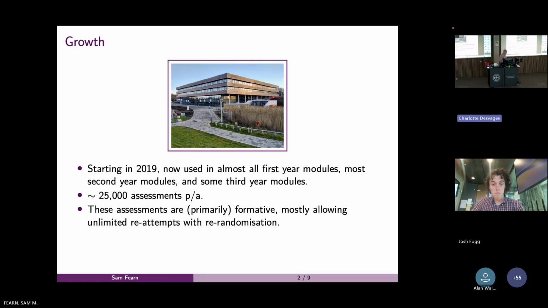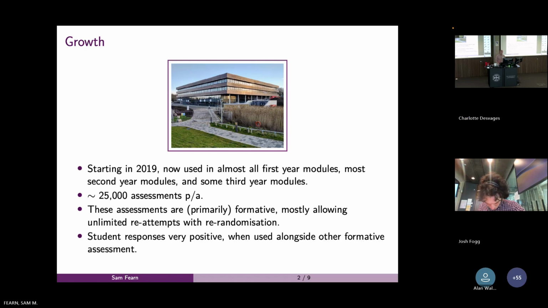And we are mostly interested in doing this for formative purposes, by which I mean we're using this as a chance for students to check their understanding and to learn by trying to do mathematics, as opposed to simply giving them a grade, a number that we write down in a database and that contributes towards their mark at the end of the year. Because of that, our typical usage pattern is that students can try questions as many times as they like, keep re-randomizing until they feel satisfied that they've understood what they want and they're ready to move on. And typically students are very positive about this, particularly when you balance this with other types of formative assessment.